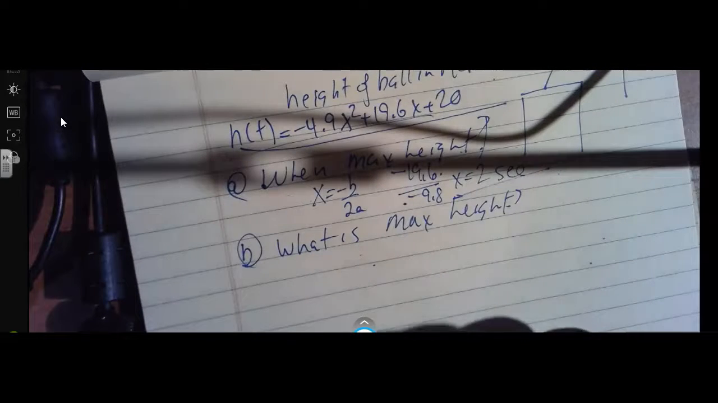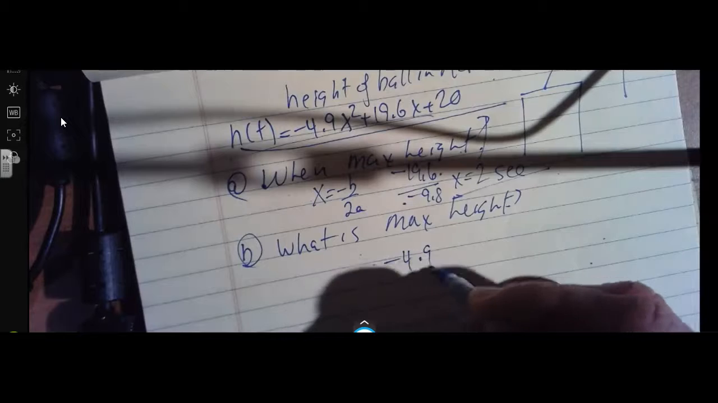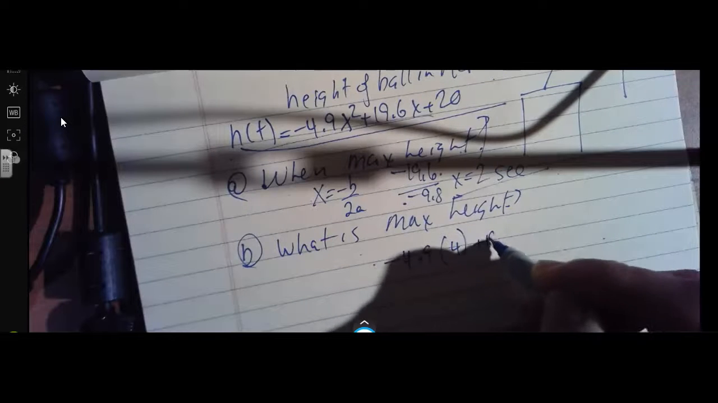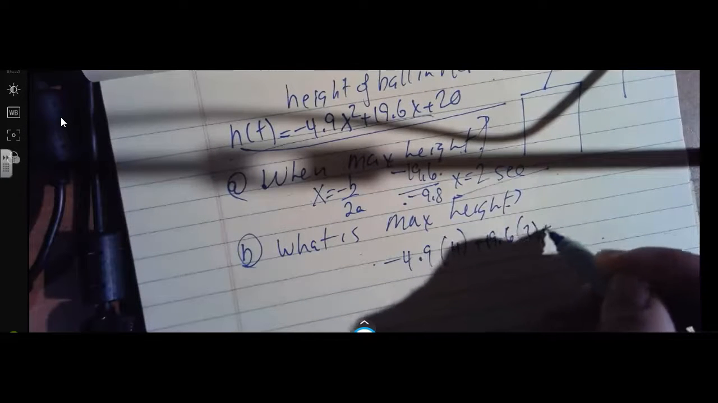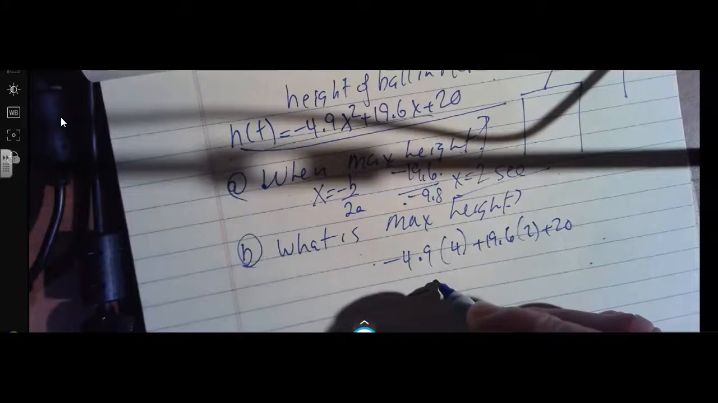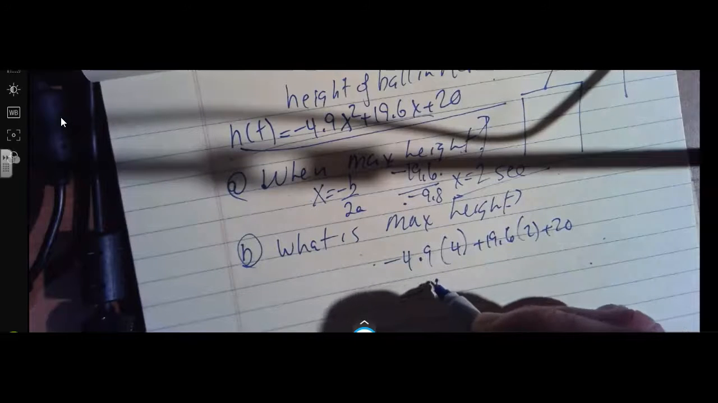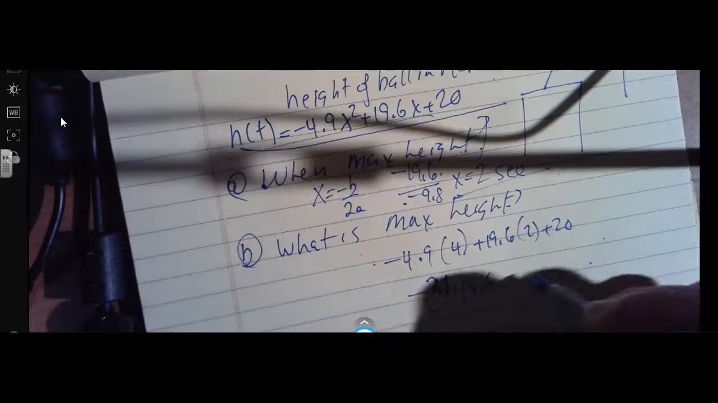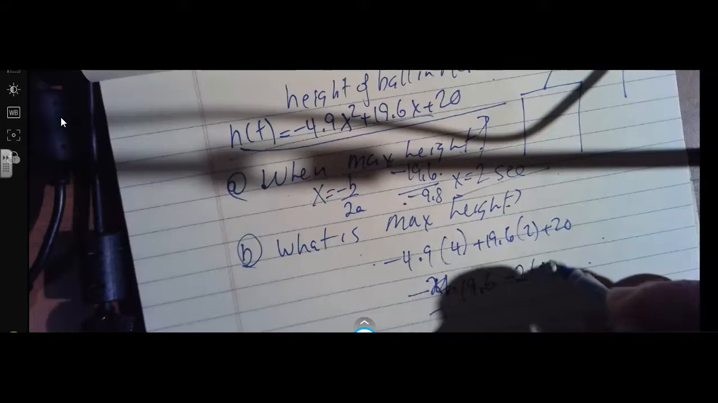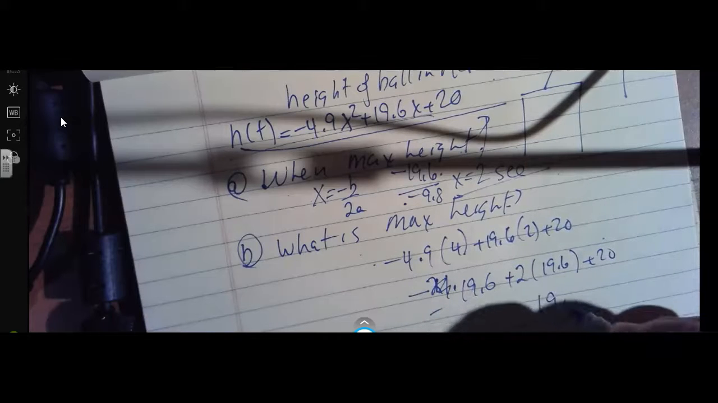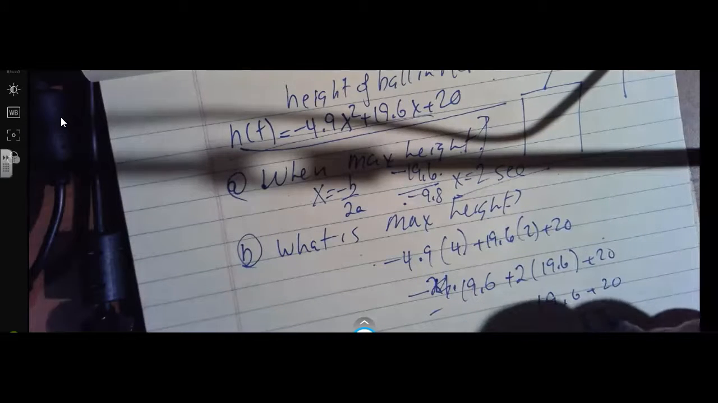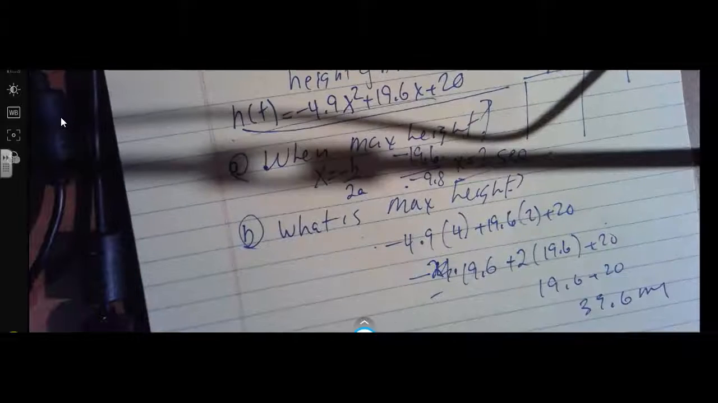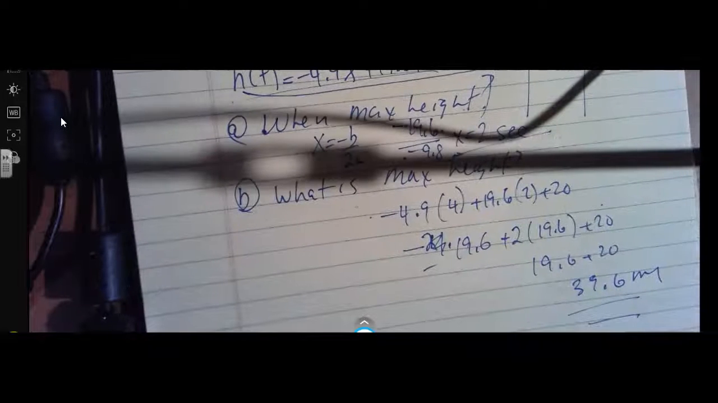Now, in order to find that height, we have to put 2 back in. So it's going to be negative 4.9 times 4 plus 19.6 times 2 plus 20. Put that all together: negative 19.6 plus 39.2 plus 20. So it's going to be 19.6 plus 20, which is 39.6 meters. And that is our maximum height. Sorry about the confusion there. I hope that helped.